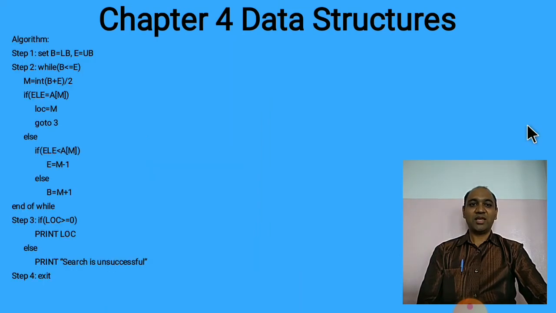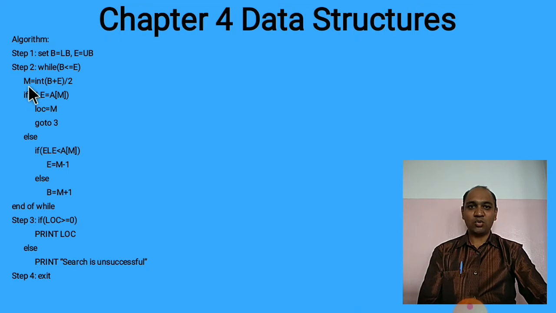Now we will study the algorithm, how exactly the binary search works. So let us see here in step 1, set b is equal to lb, that is beginning is equal to lower bound and ending is equal to upper bound. Here lower bound is always 0 and upper bound is always n minus 1. If there are 5 elements, then it is 5 minus 1, 4. Step 2, while, that is looping structure, beginning is less than or equal to ending. So it has to start from the beginning and it has to continue iterating till its end.